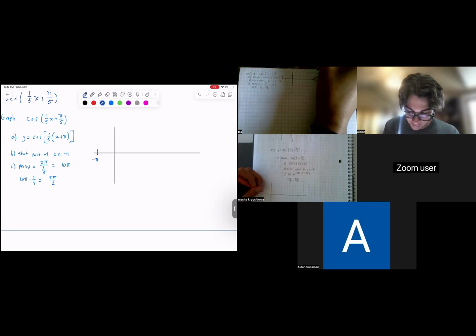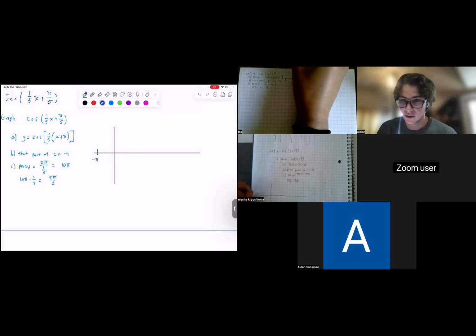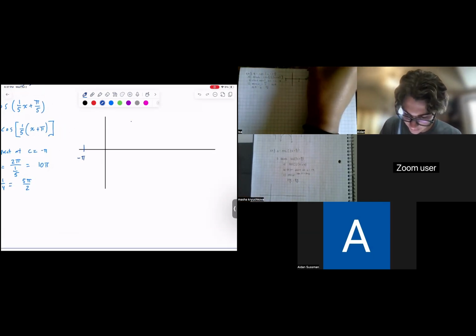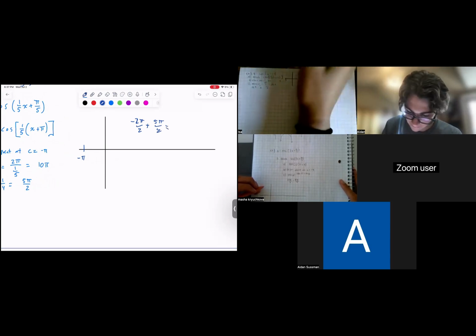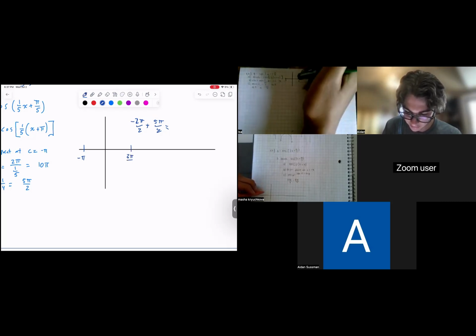Then I'm going to move. What's the distance between this and the next point? How do I go from here to the next point? Add 5 pi over 2. Exactly. So negative pi, we could say, is the same thing as 2 pi over 2, plus 5 pi over 2. What does that give me? 3 pi over 2. So we can call this one 3 pi over 2.